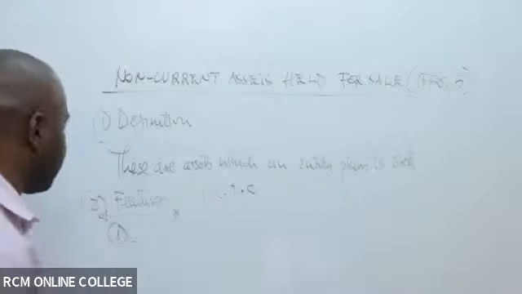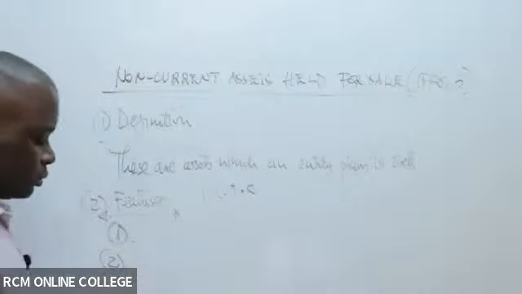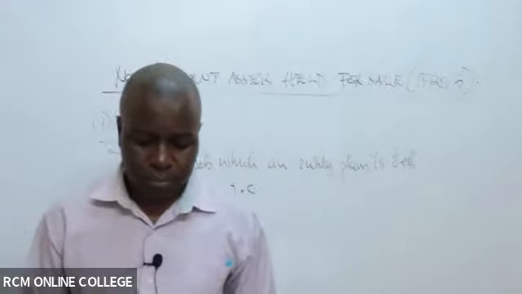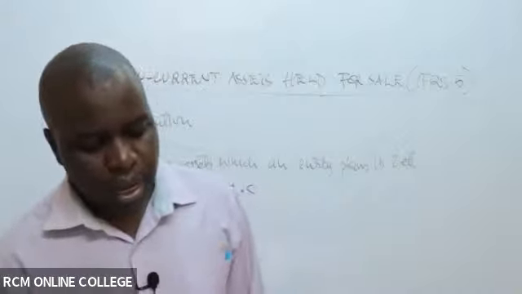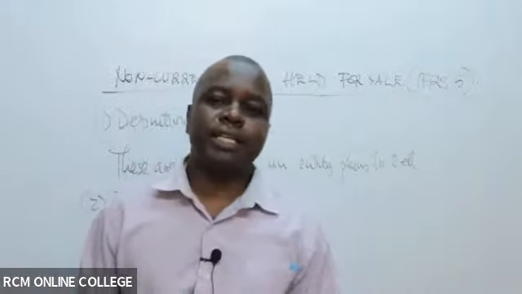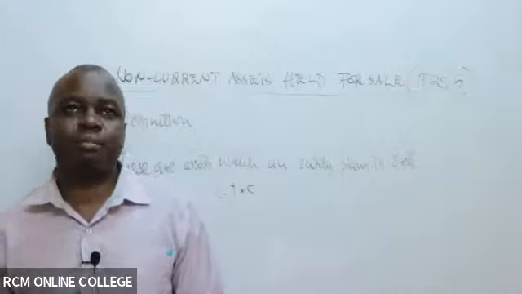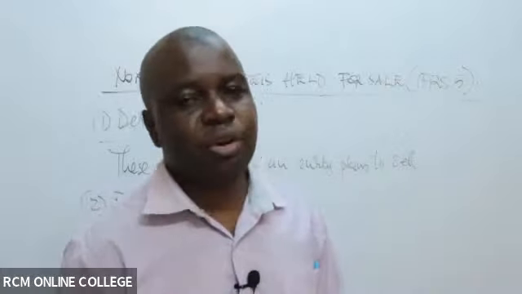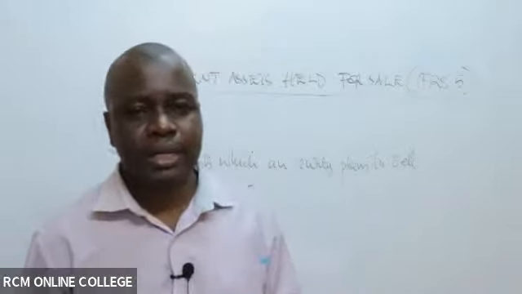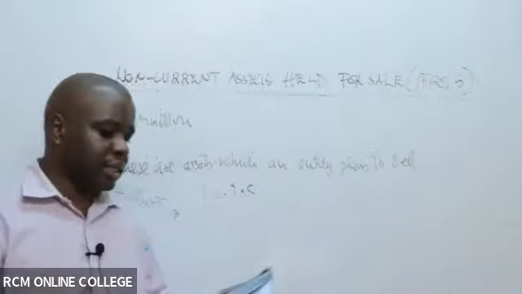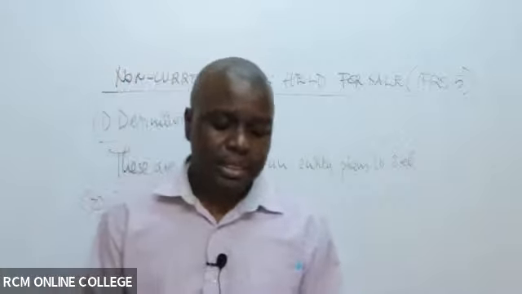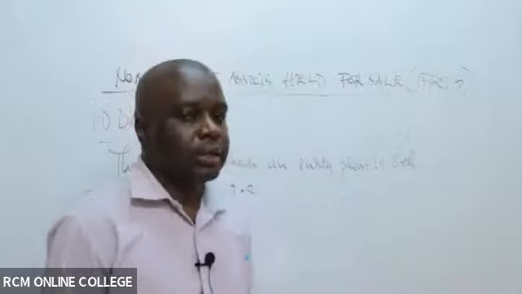Then number two feature about these non-current assets held for sale: the asset is available for sale in its present condition. For example, those involved in real estate development. Sometimes you realize that the houses are not complete, but they are already selling, off plan. So the asset is available for sale in its present condition. So that will be a non-current asset held for sale.